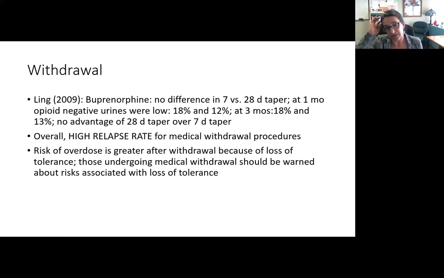As far as when someone is tapering, there's really no difference in terms of outcomes or advantage with a longer over a shorter taper. And again, the risk of overdose is greater after tapering because of that loss of tolerance. So if someone is going to use, and especially if they hadn't used fentanyl before, they taper off of it and then they encounter fentanyl, of course, that is much more dangerous as well in terms of that risk.